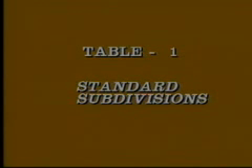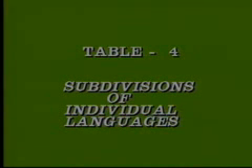Volume 1 has 7 tables. Table 1 is standard subdivisions, Table 2 is area, Table 3 is subdivisions of individual literatures, Table 4 is subdivisions of individual languages, Table 5 is racial, ethnic, national groups, Table 6 is languages, and Table 7 is persons.